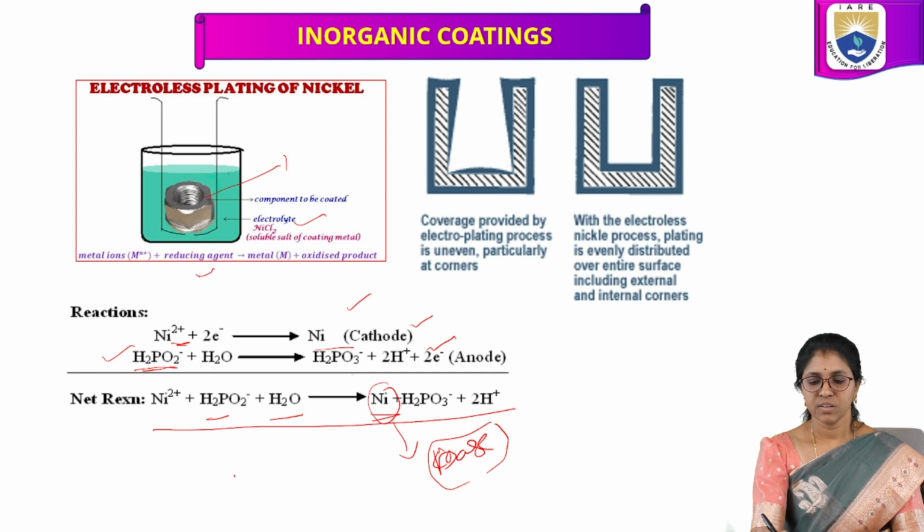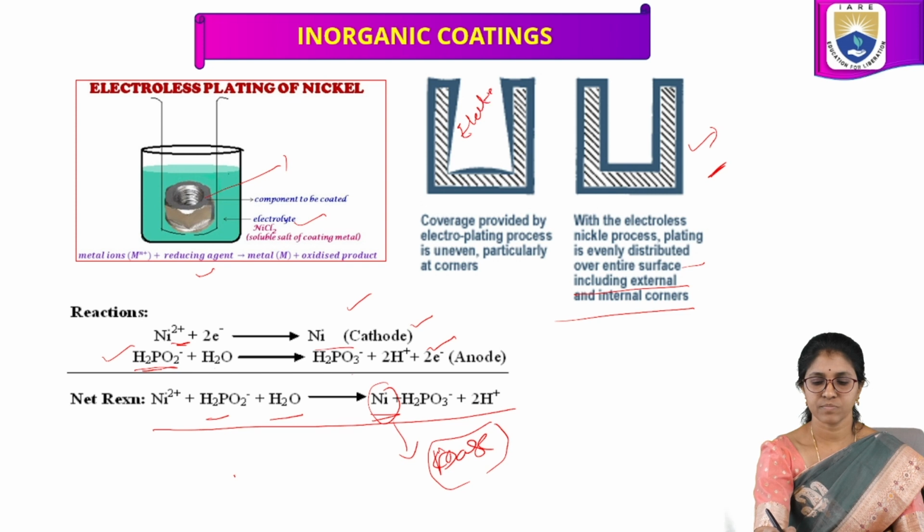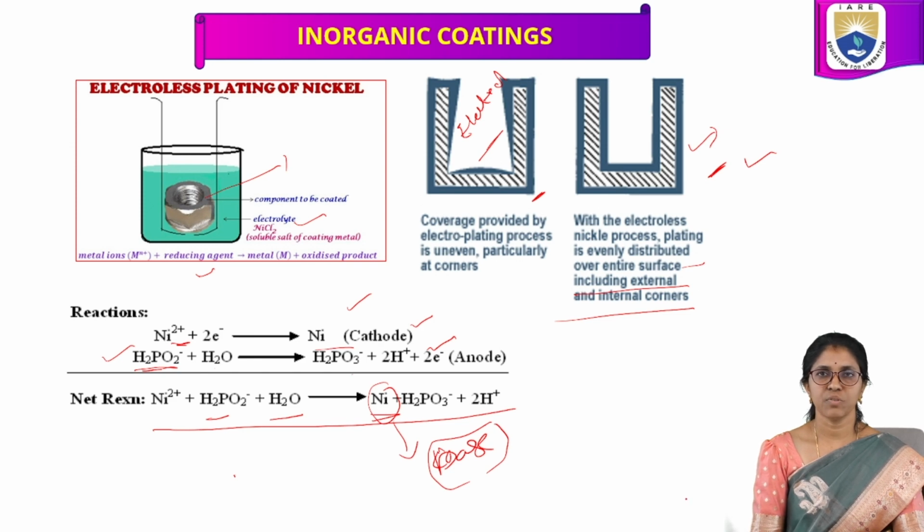In electroless plating, the plating is evenly distributed over the entire surface, including external and internal corners. Electroplating is not uniform, whereas electroless plating is uniform.